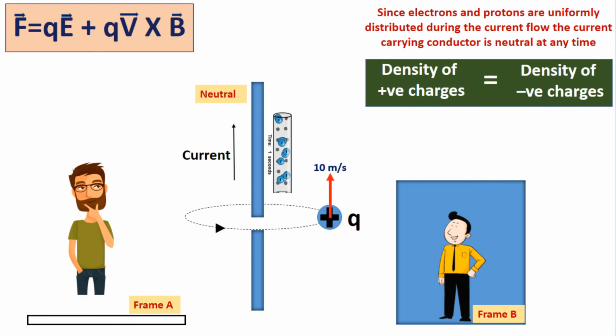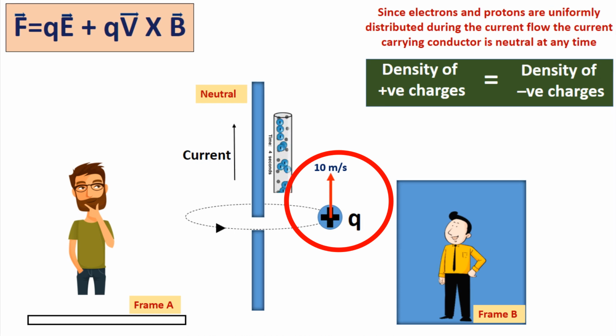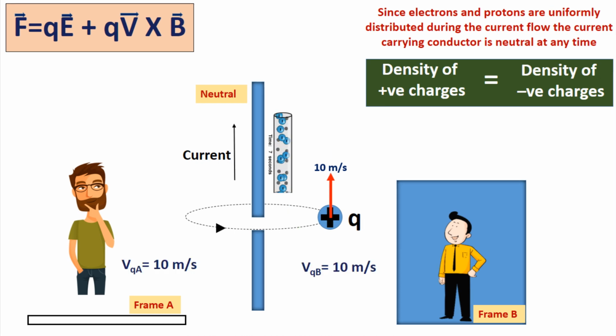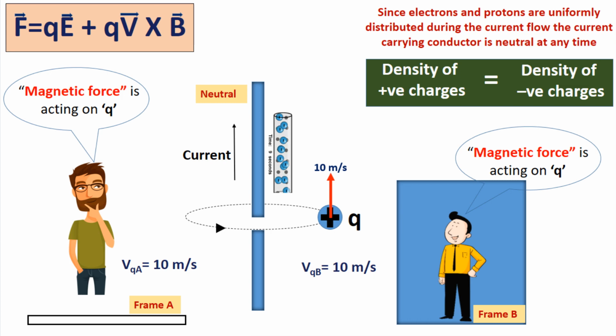Now let us suppose that the charged particle Q starts moving at the velocity of 10 meters per second along the direction of the current. Now the charged particle is moving at the velocity of 10 meters per second with respect to both the frames. Since Q is moving in a magnetic field, a magnetic force acts on the charge Q. So both the persons will observe that an attractive magnetic force is acting on charge Q. We can find out the direction of this force by the right hand thumb rule. We find that an attractive force is acting on Q. Let us say that 10 Newton of attractive force is acting on the charge Q.